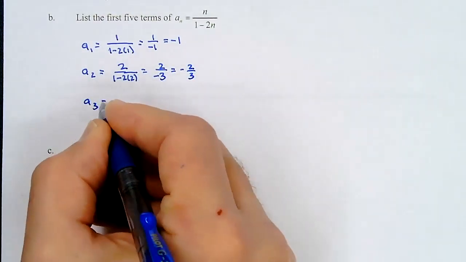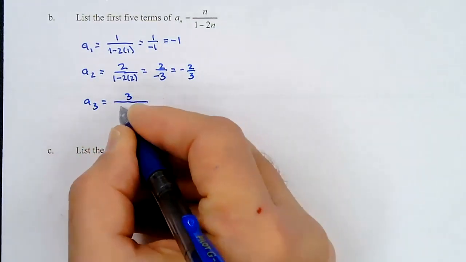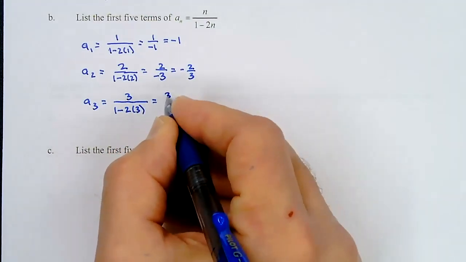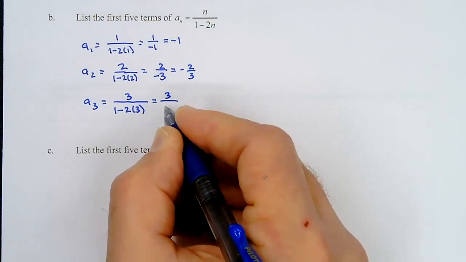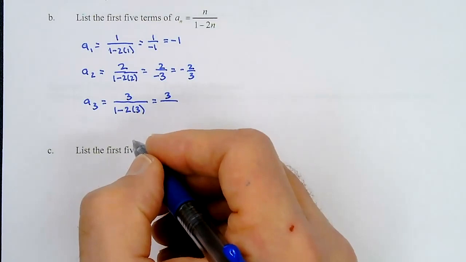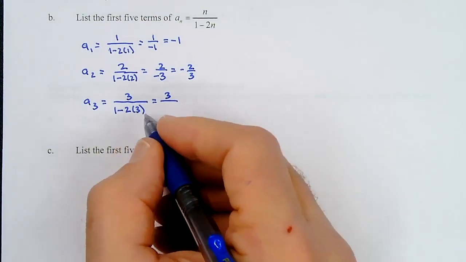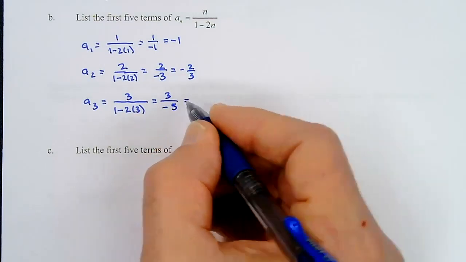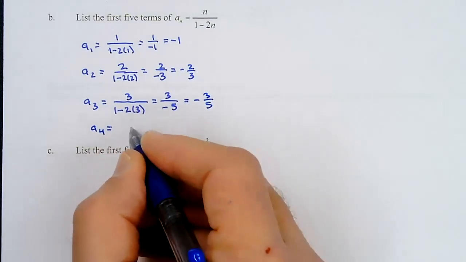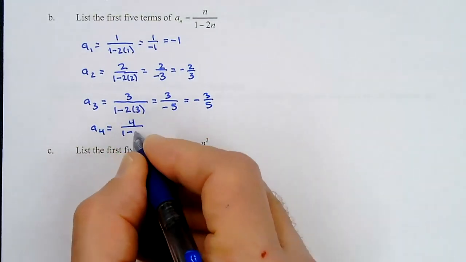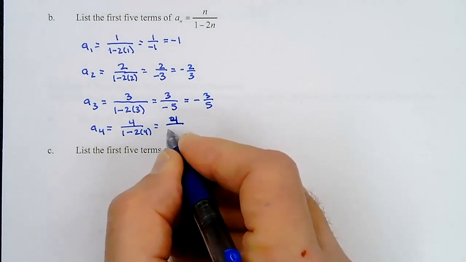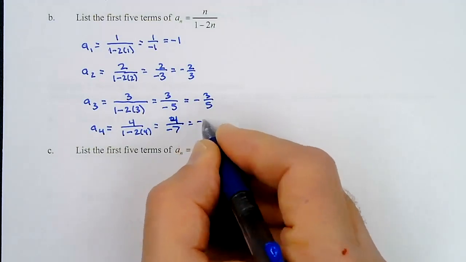A sub 3 would be 3 over 1 minus 2 times 3. And that would be 3 over 1 minus 6, which would be -5. So this is -3/5. And a sub 4 is 4 over 1 minus 2 times 4. And so that would be 4 over -7, or -4/7.